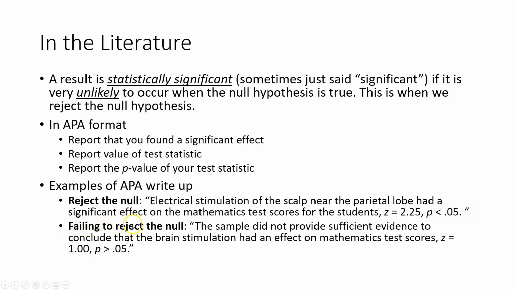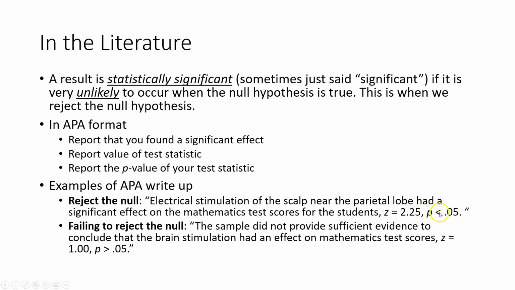If you fail to reject the null, it sounds like this. The sample did not provide sufficient evidence to conclude that the brain stimulation had an effect on mathematics test scores, comma, z equals 1, comma, p greater than 0.05. What you should note from these two write-ups is that we separate the sentence from the test statistics by a comma, the test statistic letters are italicized, and the test statistic itself always comes before the p-value.